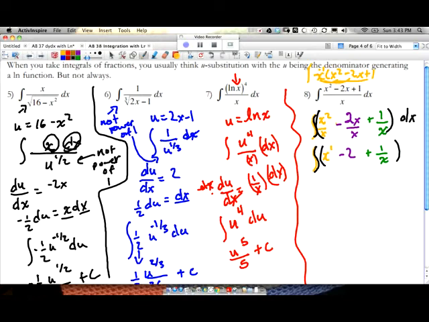Let's look at the first one. What's the antiderivative of x to the first? That's just x squared over 2. The second term is going to be minus 2x to the first over 1. And then the third term, the antiderivative of 1 over x is natural log of x, absolute value, I should say. Natural log of absolute value of x. And then, of course, we have, at the very end, plus some type of constant.